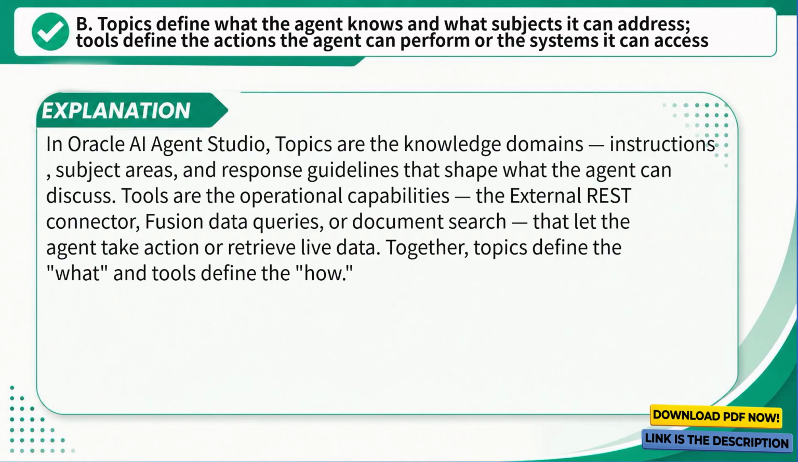Correct answer. B. Topics define what the agent knows and what subjects it can address. Tools define the actions the agent can perform or the systems it can access. Explanation. In Oracle AI Agent Studio, topics are the knowledge domains, instructions, subject areas, and response guidelines that shape what the agent can discuss. Tools are the operational capabilities, the external REST connector, Fusion data queries, or document search, that let the agent take action or retrieve live data. Together, topics define the what, and tools define the how.